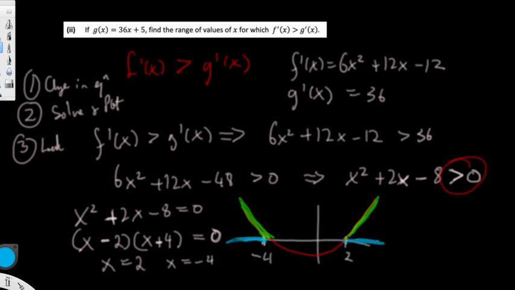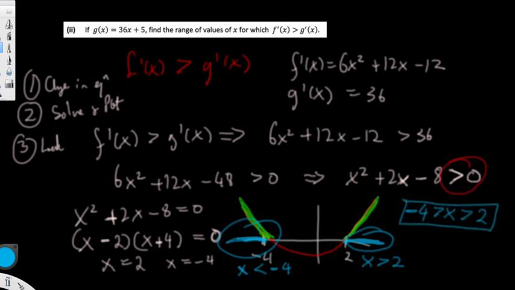And how can we write that in a mathsy way? Well, this piece could be written as x is less than minus 4, and this piece could be written as x is greater than 2. Now, it's strictly less than and strictly greater than because that's the way it was written there. And this x less than minus 4 piece can be written as minus 4 is greater than x is greater than 2. So that's how we would write it down. So that is the range of values for which f prime of x is greater than g prime of x.